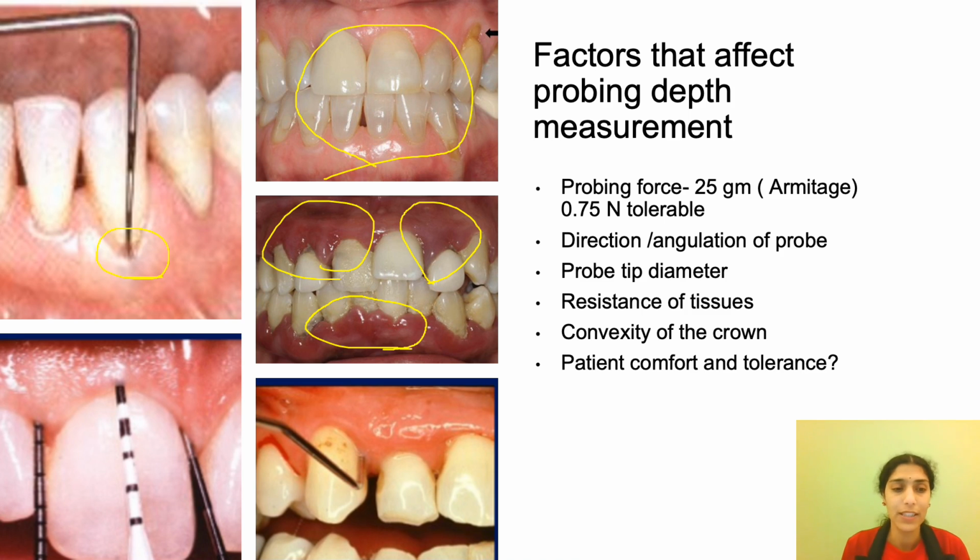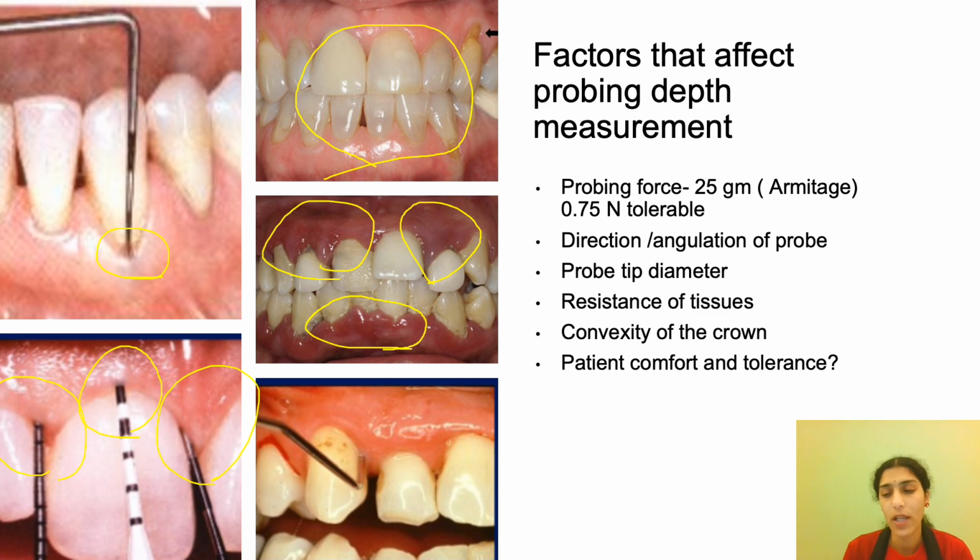Another important factor is the convexity of the crown. For example, if a very bulbous, convex or over-contoured crown is present, you cannot place the probe parallel to the tooth surface. Therefore, it may lead to underestimation of the probing depth also. And as I said, here you can see in this picture the probe tip diameter; accordingly the measurements or the penetration of the probe may alter.